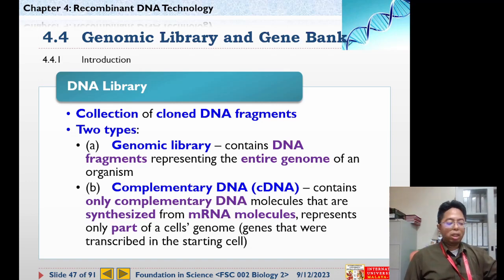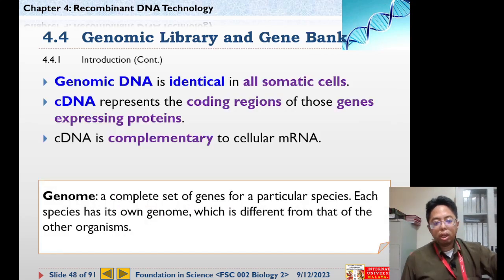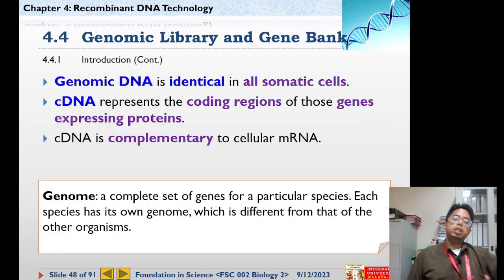So anytime a cell wants to do something, it will create the mRNA, and complementary DNA will be made out of this mRNA. So it is only capturing the DNA which is used for something. Genomic DNA is identical in all somatic cells. cDNA is just for the coding regions. So it is just complementary to cellular mRNA.